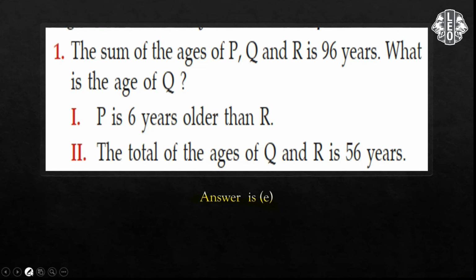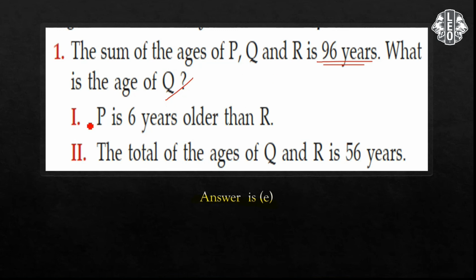Okay, so we have one thing. The sum of ages P plus Q plus R is equal to 96. They are asking for the age of Q. Even in this question, you need to read the question very carefully. This was my silly mistake, so let me show what I did.